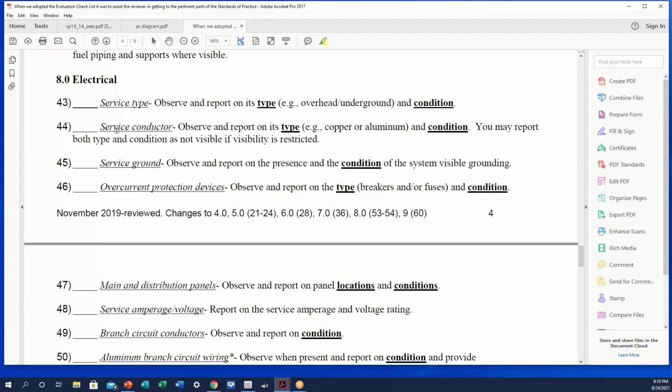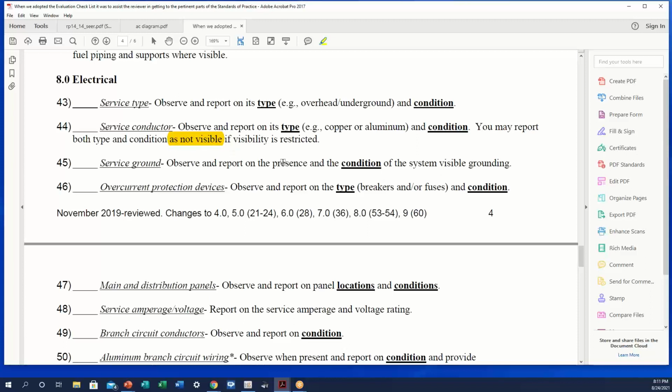I'm done. Service conductor. Observe and report on its type, copper or aluminum, and condition. The last time I saw a service conductor that was copper was quite a while ago. So aluminum seems to be my one. I say it's multi-strand aluminum, and the condition as viewed appears to be functional. You may report on both the type and condition as not visible if visibility is restricted. What? Yes. Come on. They just told me earlier I couldn't say that. Well, that was a different category. Oh, thank you. Either way, I just don't use the word not visible because they said earlier I couldn't do it. Now suddenly they're saying I can. Okay, does everybody understand?